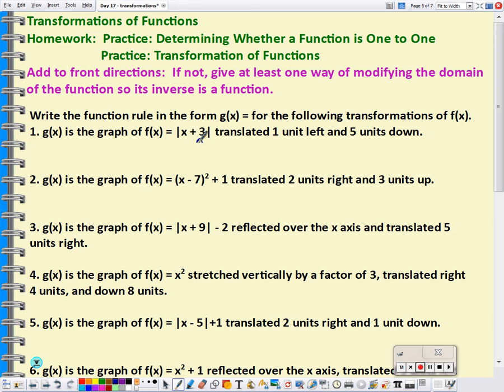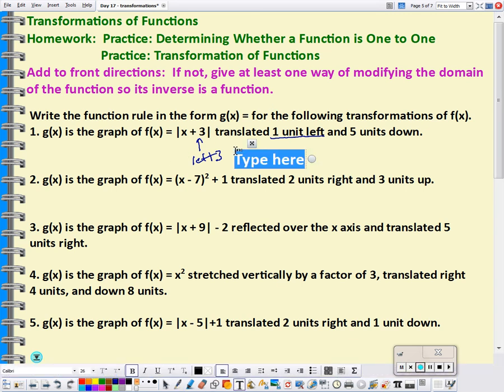Now, we see that this graph is already left 3. So going from left 3, we're going to go 1 more unit left. So it's almost like we're taking the plus 3 and adding another 1 to it. And what we end up with is g of x equals the absolute value of x plus 3 plus 1, because it starts 3 left and we're taking it another left. So plus 3 plus 1 becomes plus 4, and then 5 down. Well, you can see the original graph wasn't moved up or down at all, so we just need to say minus 5.